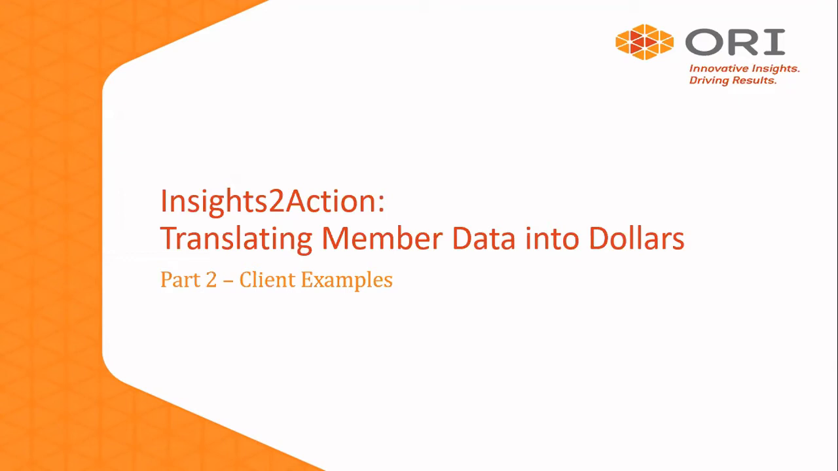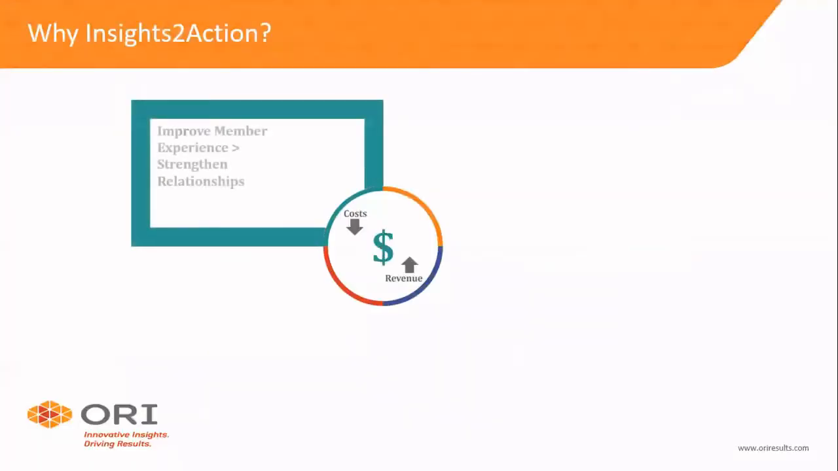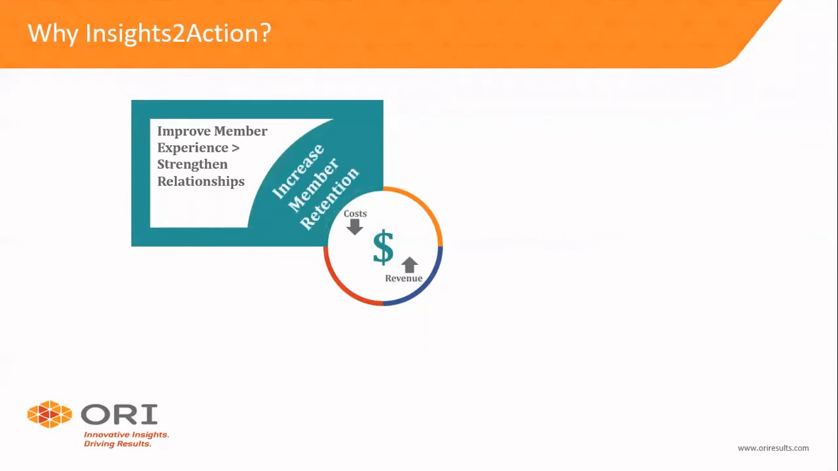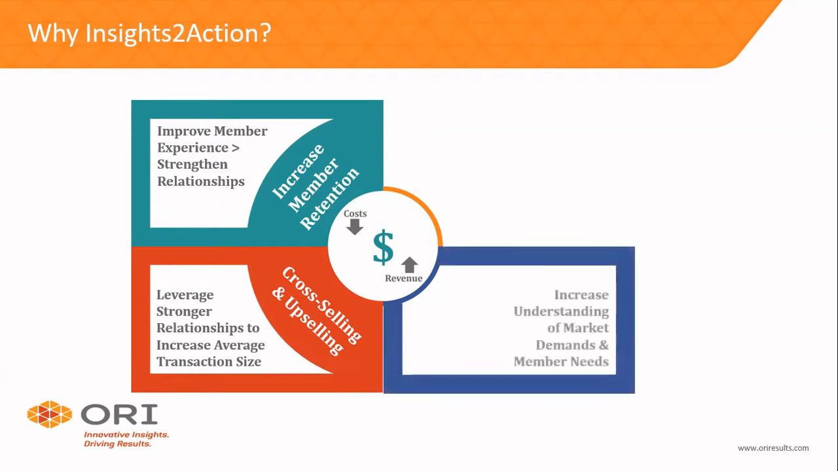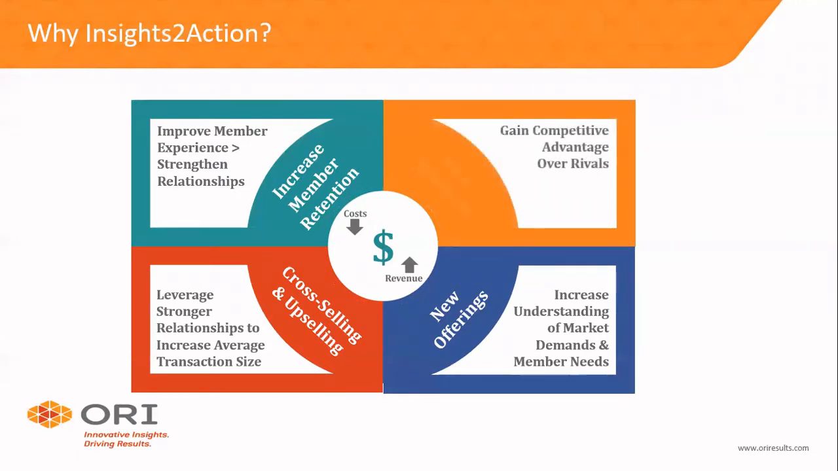Just as a quick refresh on what we were talking about in part one, we addressed why Insights to Action. We're really talking about increasing member retention by strengthening those relationships. We're talking about figuring out how to increase the average transaction size. So if somebody comes to your conference, how do you get them to buy more of your educational offerings, et cetera, the cross-selling and upselling. The new offerings, right? Increasing the understanding of a day in the life of your member to ensure that you really are at the cutting edge of meeting their needs, and then gaining competitive advantage over rivals, offering those things that ensure you're attracting the new members as opposed to your competitors.